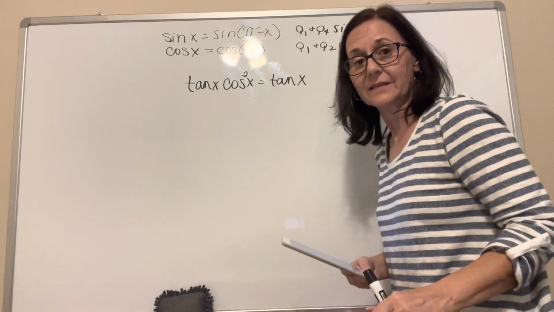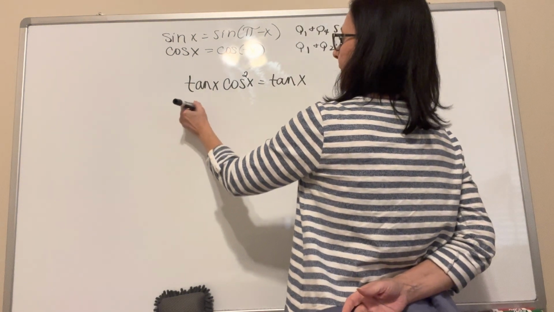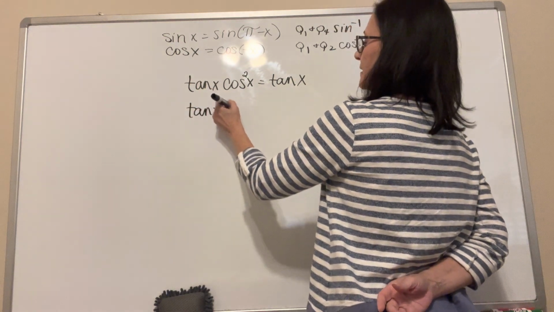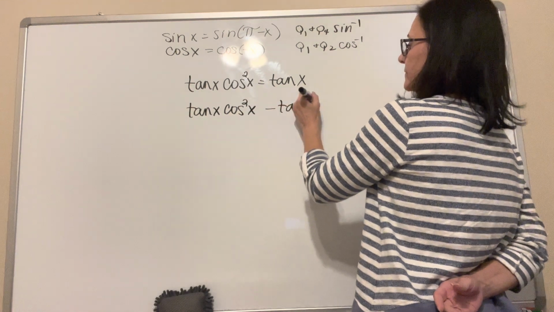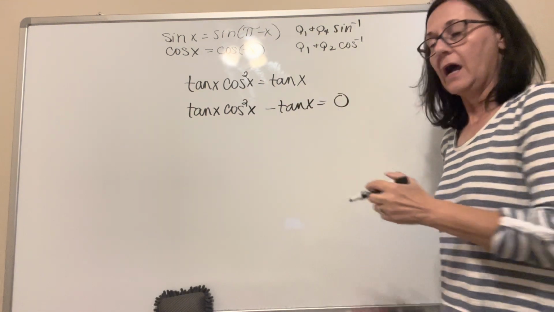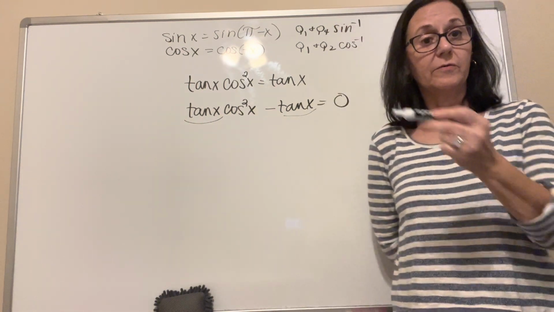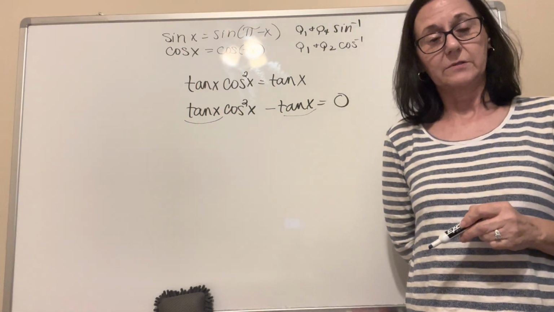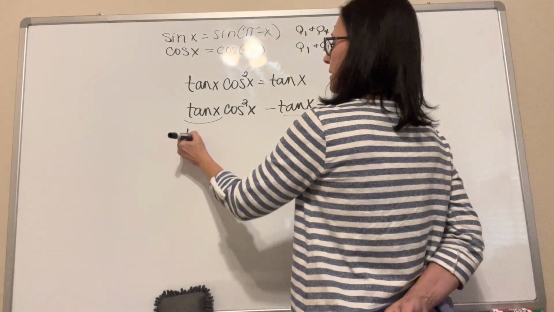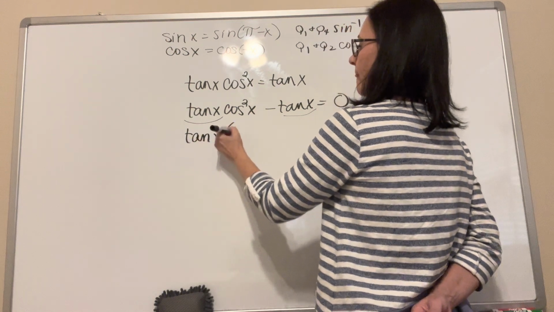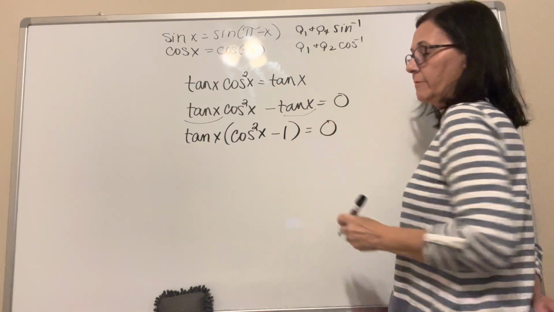Let's subtract the tan of x and set it equal to 0. That's what you want to do. You want to subtract and set it equal to 0. So the tan of x cosine squared x minus the tan of x equals 0. I have a common term in both of those terms on the left-hand side of the equal sign, so I'm going to factor it out. I'm going to factor out the tan. So the tan of x times the cosine squared x minus 1 equals 0.